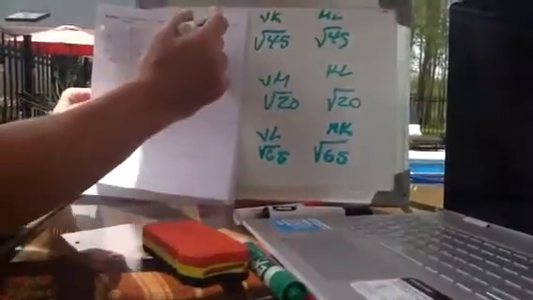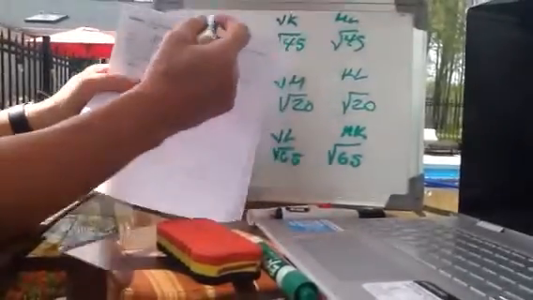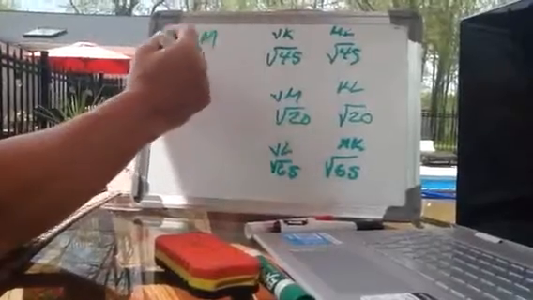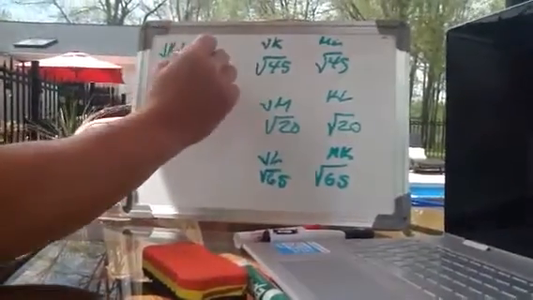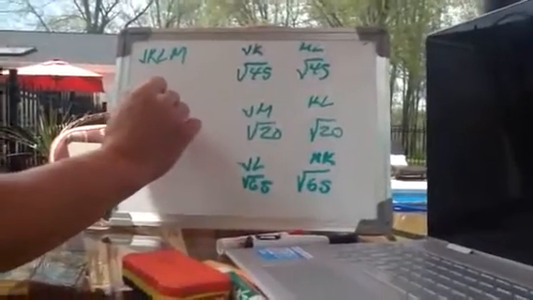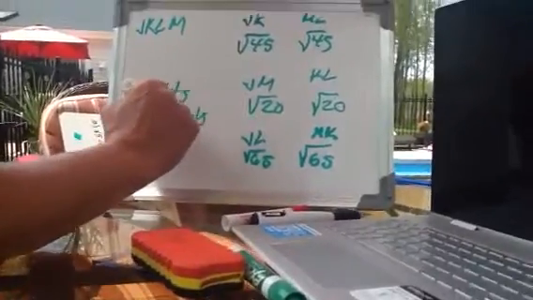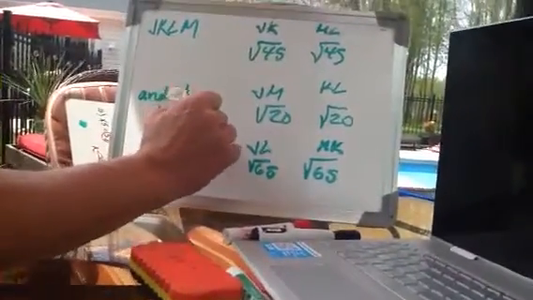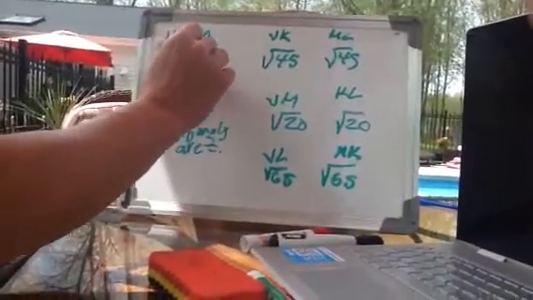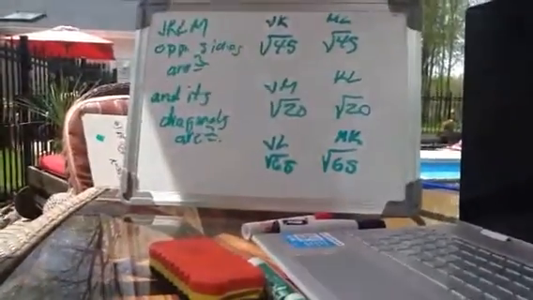So, prove that JKLM is a rectangle. JKLM, okay? And again, you write it out. JKLM has both pairs of opposite sides congruent, and make it simpler than what I wrote before, and its diagonals are congruent. Okay? So all of the same terminologies. Opposite sides are congruent and its diagonals are congruent.